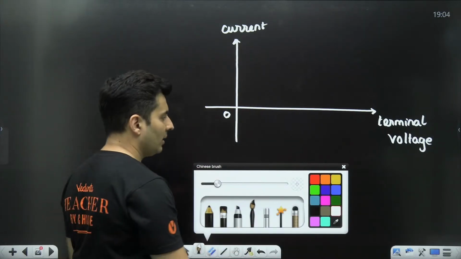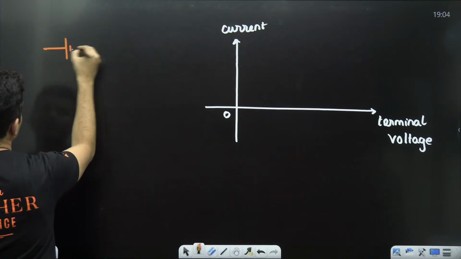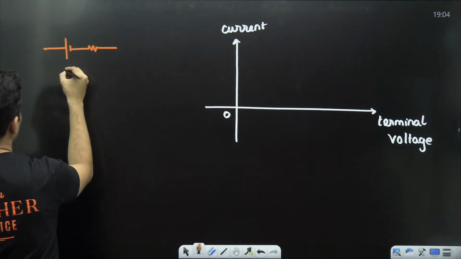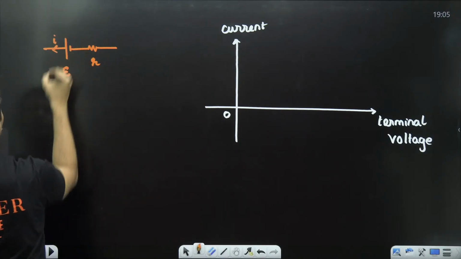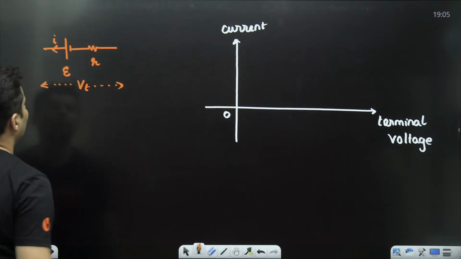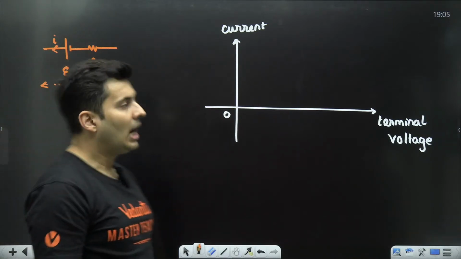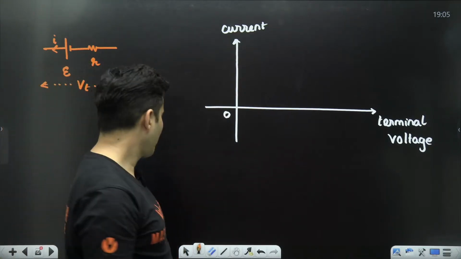Current versus the terminal voltage. Very, very important for a battery. This is what it is. How does this graph look like for current versus the terminal voltage?